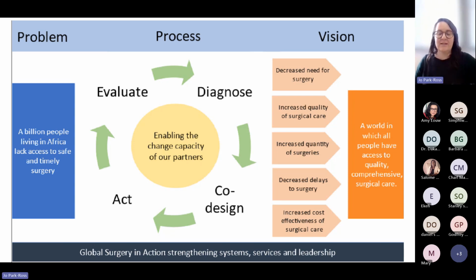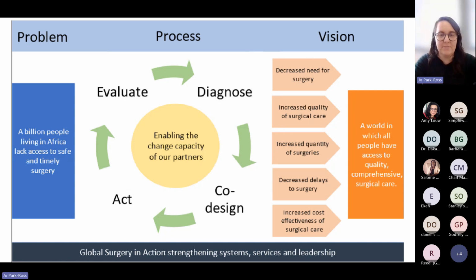Our next part of the cycle is to act. And by acting, we mean that we're trying to implement the work that we want to do, but that we understand that the acting is part of the learning. So we're going to evaluate what we've done, and we're going to see what we would do differently and keep going around in that cycle.